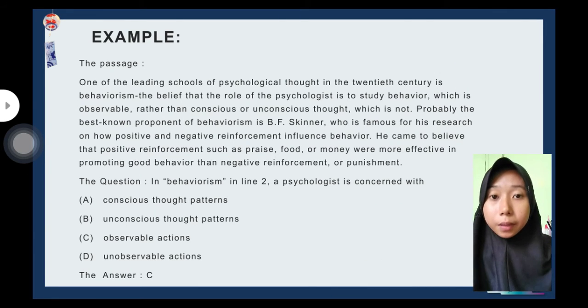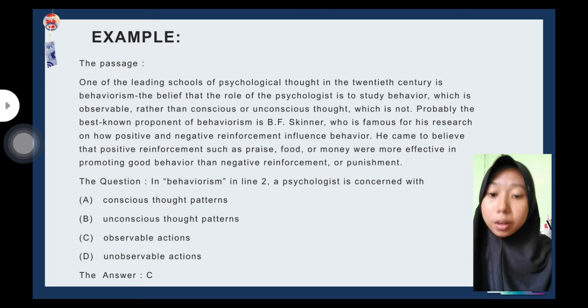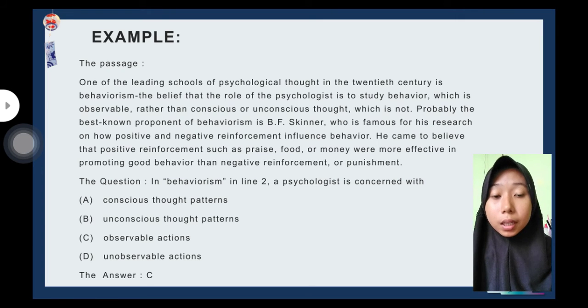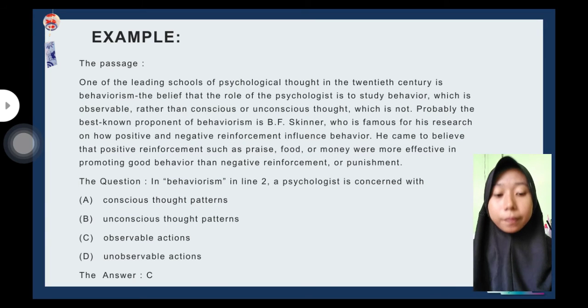The first example question: In behaviorism, in line 2, psychology is concerned with. So, to answer this question, you will need to look for the word behaviorism. In the passage, this punctuation suggests that a further explanation or information about behaviorism will be discussed. In the information that follows the dash, you should see that the behaviorist is interested in behavior, which is observable conduct. So, the correct answer to this question is answer C.